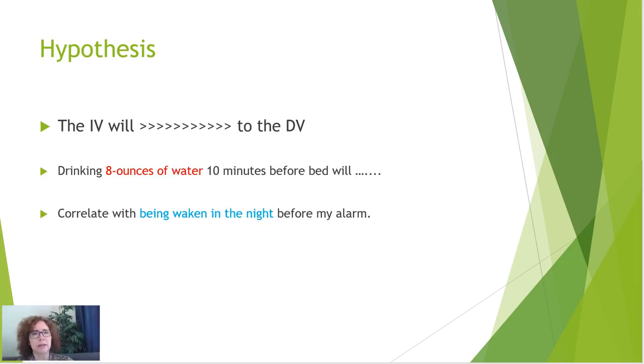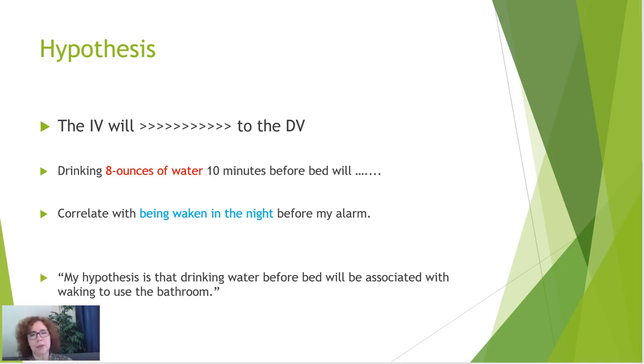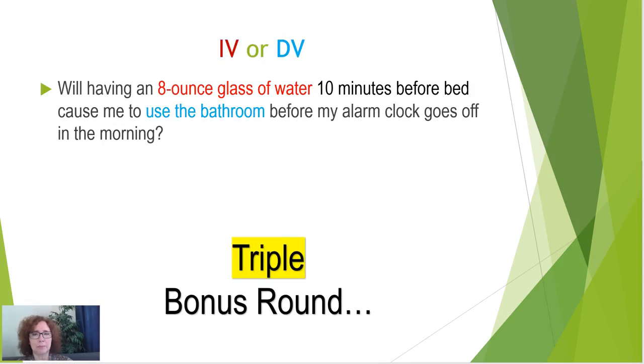So let's say, remember the independent variable is drinking 8 ounces of water 10 minutes before bed. So how will that affect being awakened at night? And my hypothesis is that drinking water before bed will definitely be associated with waking up to use the bathroom. So the hypothesis is the relationship between the independent and dependent variable, and it's your best guess for what that relationship will be.